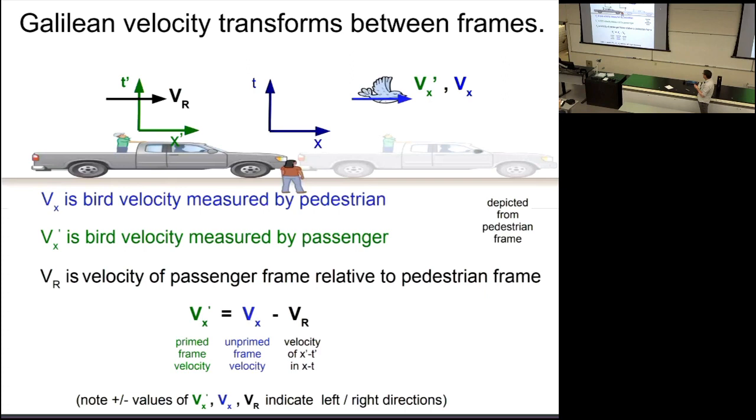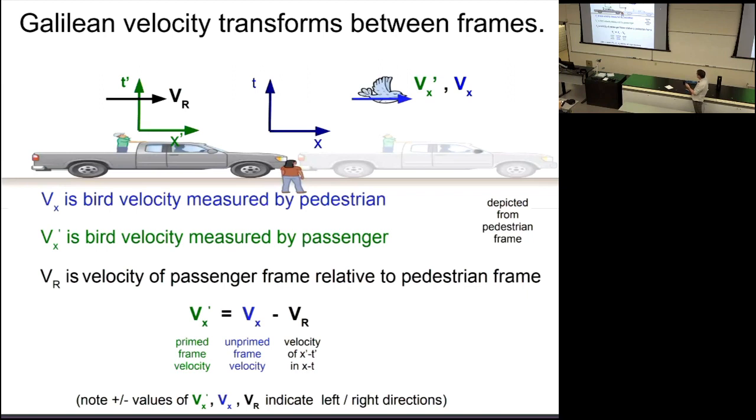The bird is flying through the air. And the pedestrian is observing the bird and the bird's motion, and the driver and passenger are observing the bird and the bird's motion. So we've got two pairs of observers in two different frames observing the motion of the bird as the bird flies left to right. The pedestrian is observing the bird and seeing the bird move with some velocity. I've called it V subscript X, and I've written it in blue. So I'm going to denote the bird's velocity as seen by the pedestrian with a V for velocity, an X because that's the dimension that we're imagining it moving in, and I'm going to denote it as blue because that's how I'm going to refer to the pedestrian reference frame.